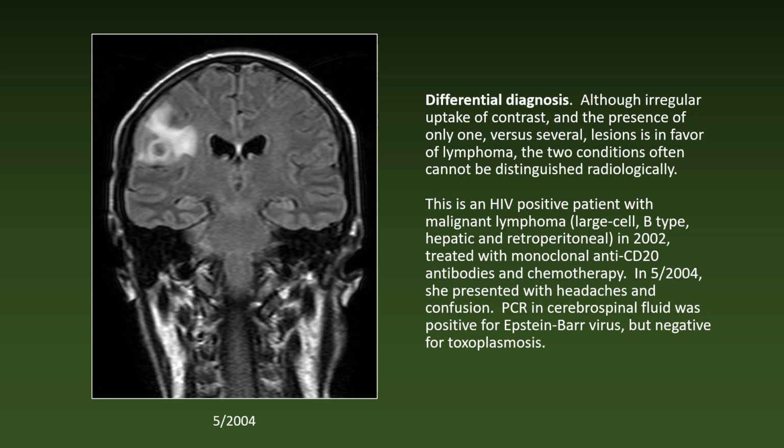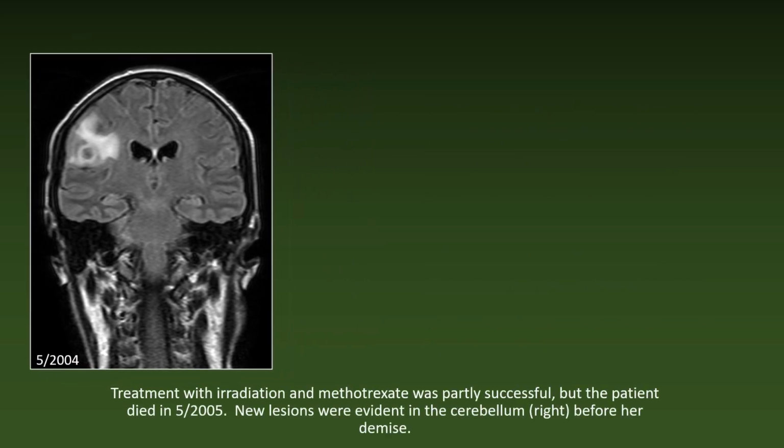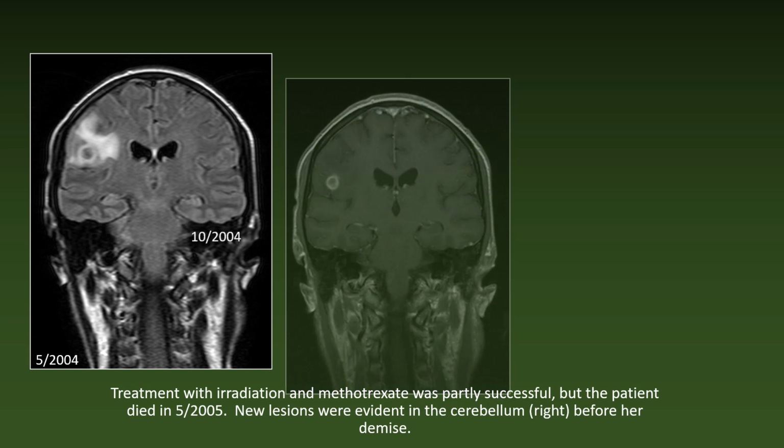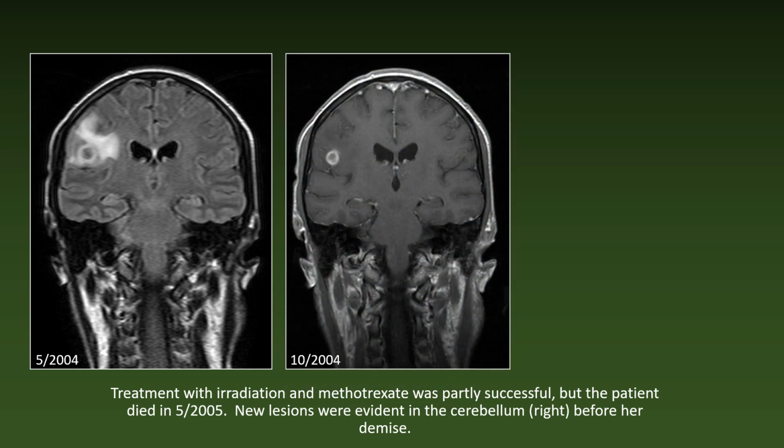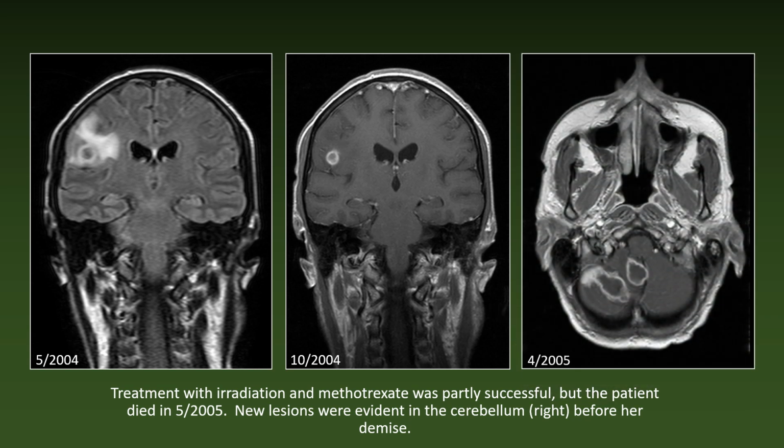This is an HIV-positive patient with malignant lymphoma, large cell, B-type, hepatic, and retroperitoneal in 2002, treated with monoclonal anti-CD20 antibodies and chemotherapy. In May of 2004, she presented with headaches and confusion. The PCR in the cerebrospinal fluid was positive for Epstein-Barr, but negative for toxoplasmosis. Treatment with irradiation and methotrexate was partly successful, but the patient died in May of 2005. New lesions were evident in the cerebellum before her demise.